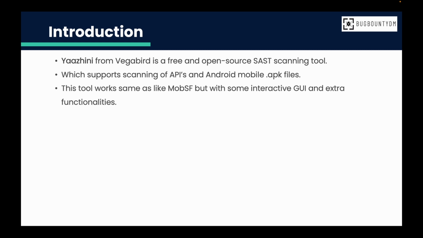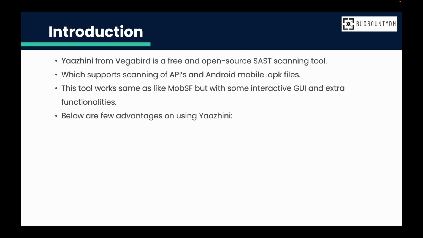Yaazhini consists of an interactive GUI which you can install on your desktop and open with a single click. With MobSF, we need to set up all the dependencies on the desktop, and only then can you use the tool. But Yaazhini is different. You can download it on your desktop like any other software, install it, and run it any time you want. It also has some extra functionalities compared to MobSF.